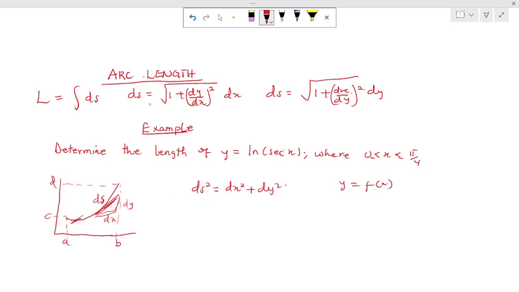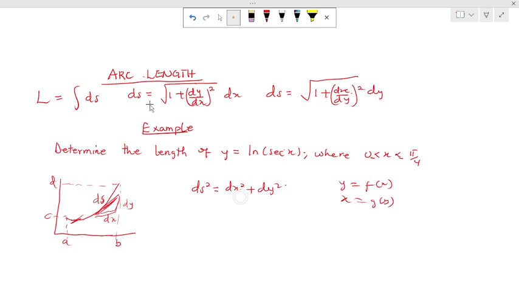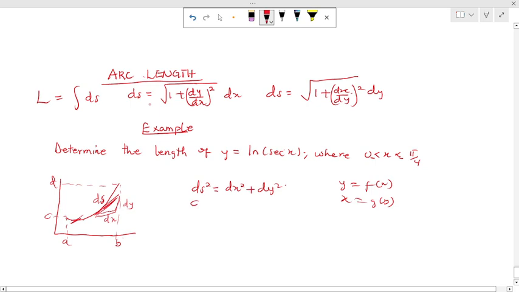But if your function happens to be x is equal to g of y, in this manner, your x will be changing with respect to y. So at this point, we can divide everything here with respect to dx squared, okay? So we're going to have ds squared over dx squared is equal to dx squared plus dy squared over dx squared, okay?